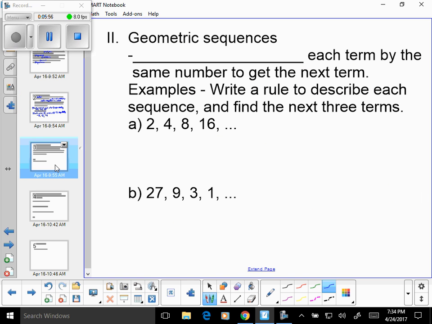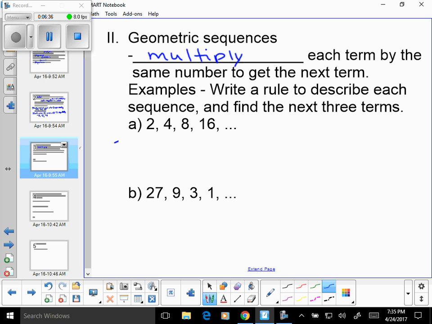Another type of sequence we have is geometric. By definition, geometric says I have to multiply each term by the same number to get the next term. Multiply. I can't divide, I'm supposed to multiply. But sometimes students want to say, oh, well, you must divide here. Yes, you maybe do, but we don't use divide.